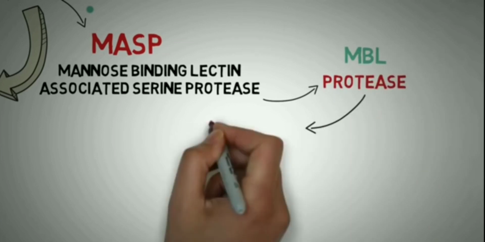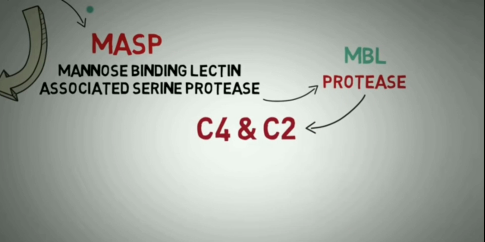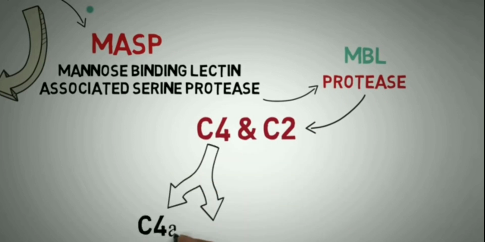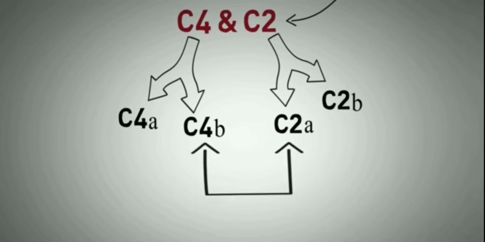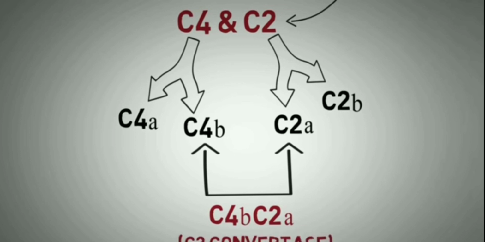The MASP then triggers the activation of components C4 and C2 into their subcomponents C4a and C4b and similarly C2 into C2a and C2b. Factors C4b and C2a combine to form the C3 convertase of the lectin pathway. This C3 convertase has a similar function as described earlier, and then the pathway proceeds further as described earlier.